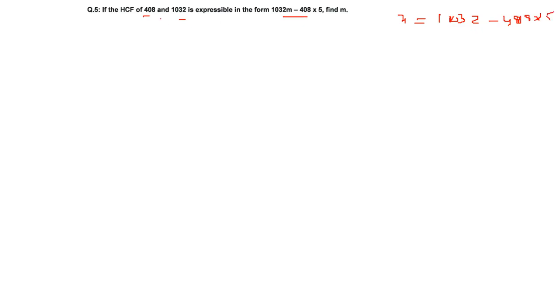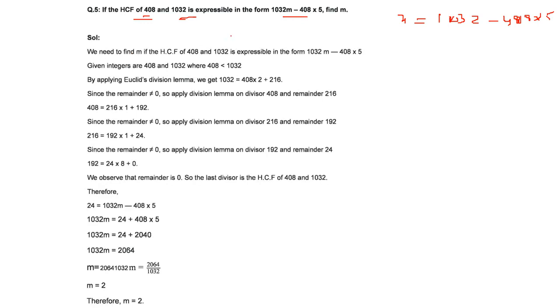So now we are aware how to find the HCF. We'll just quickly jump into finding it. We know that of 1032 and 408, the higher number is 1032. So 1032 will be represented as 408 into some number plus some remainder. That is the division lemma. So 1032 is 408 into 2 plus 216. We go till we get the remainder 0, and then we get the HCF.